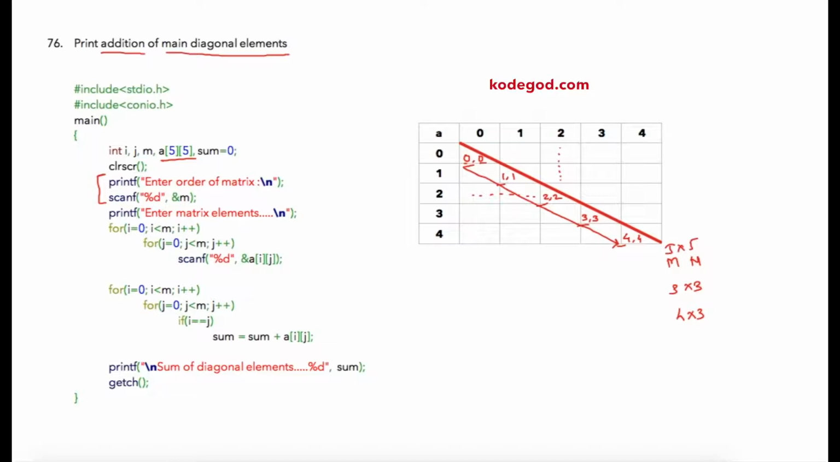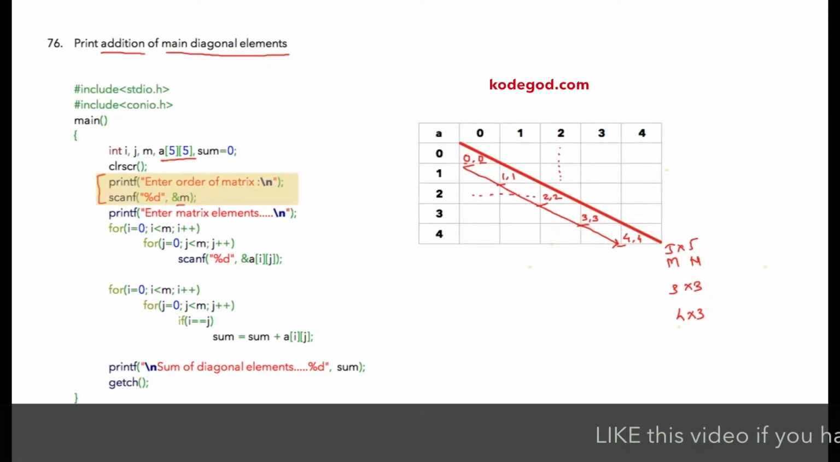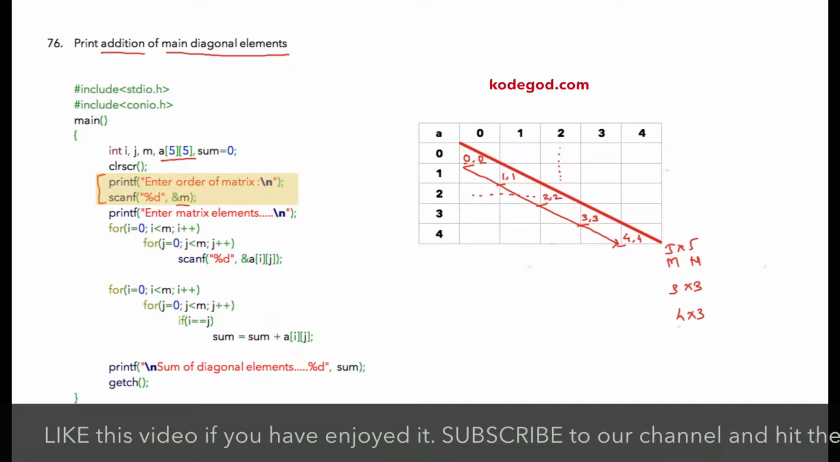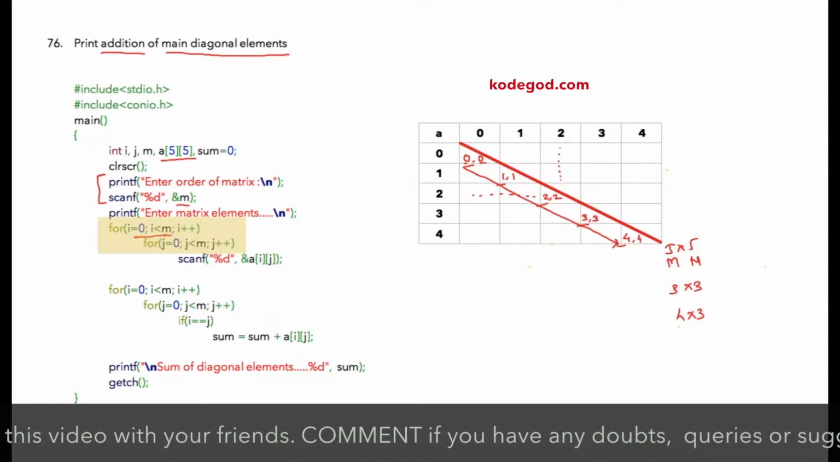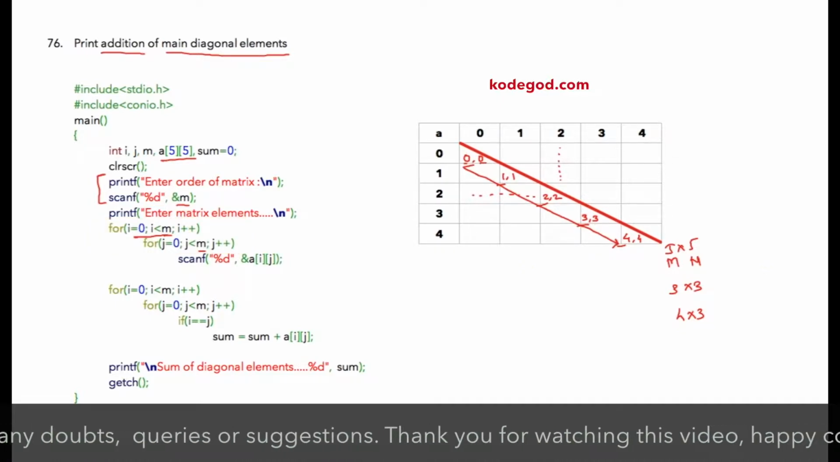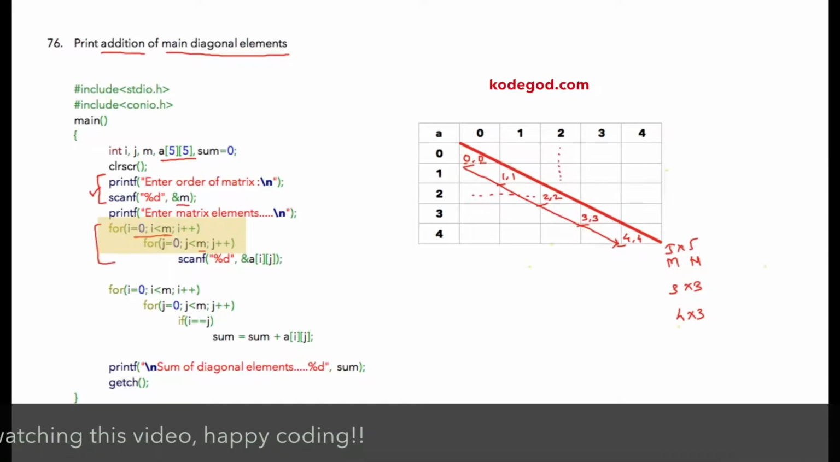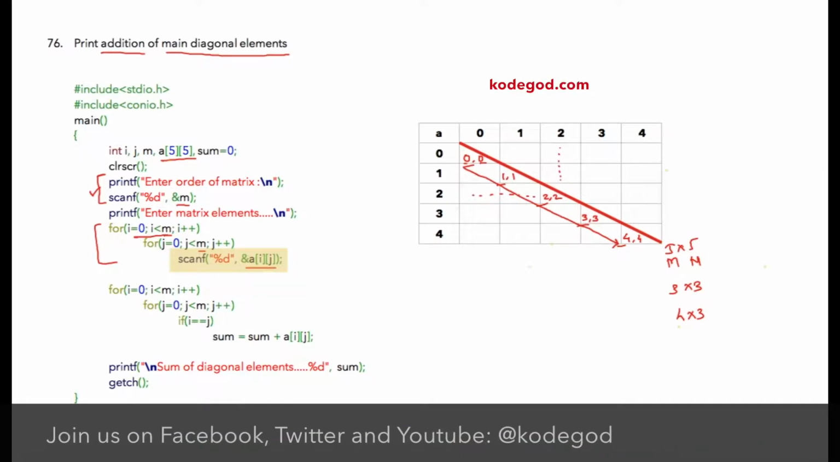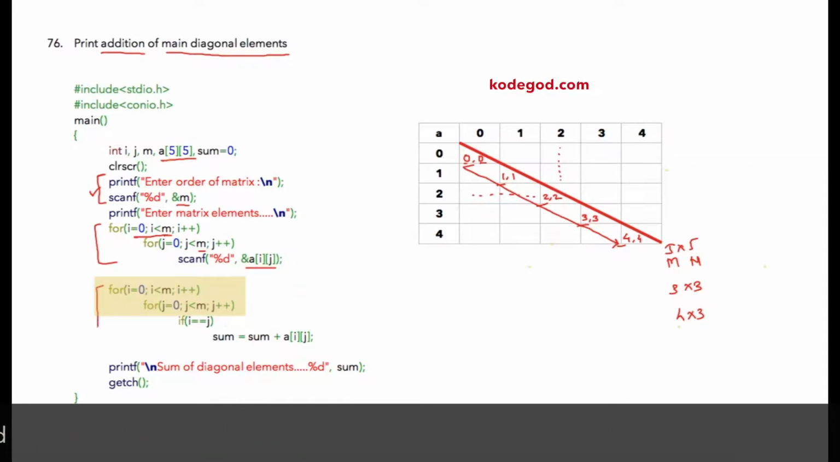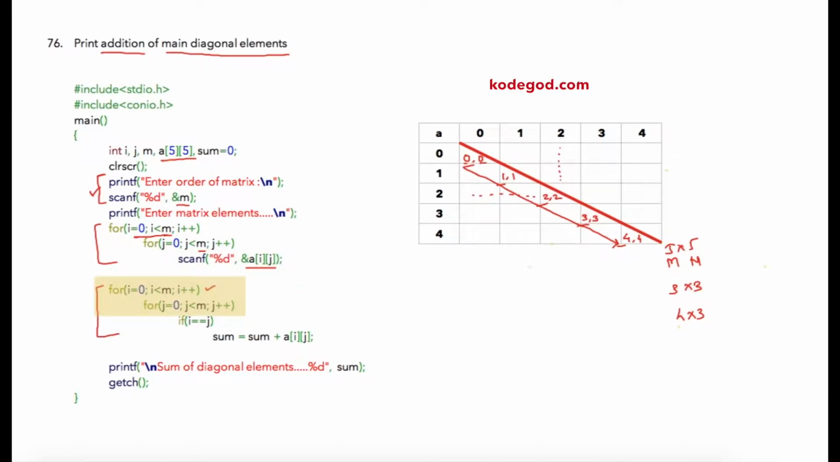So because row numbers and column numbers are same, I am accepting single number, that is m, and the same variable m can be used while looping our iterations for rows and columns. So here are our loops. Notice that we have m in both the loops. So after accepting value of m, I am writing my for loops for accepting array elements. So all the array elements will be stored at a of ij, and after that we are going to iterate through the matrix with same rows and columns.